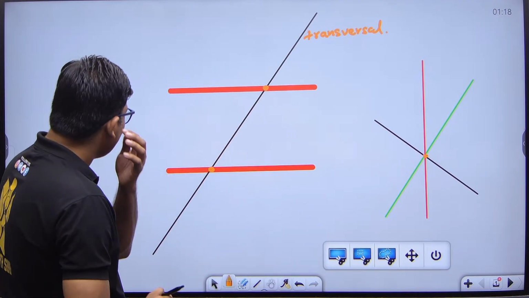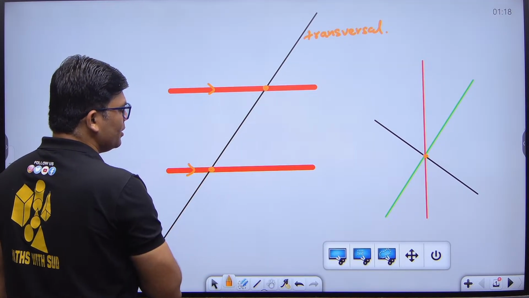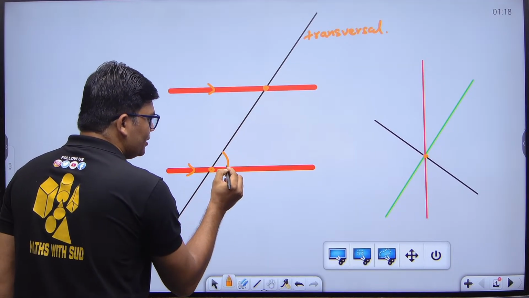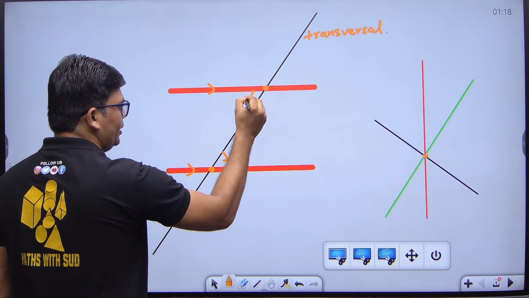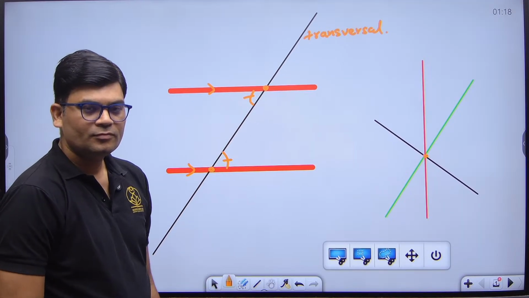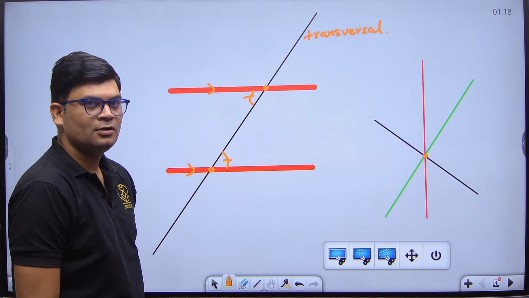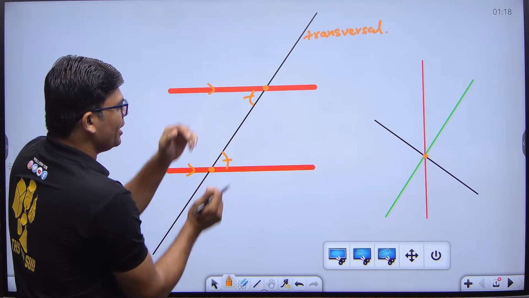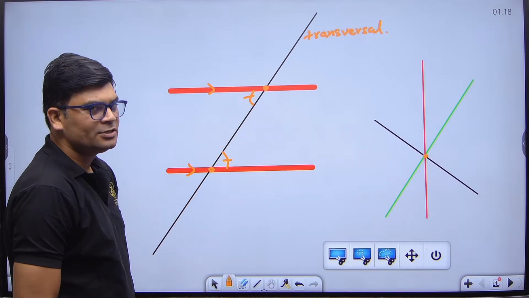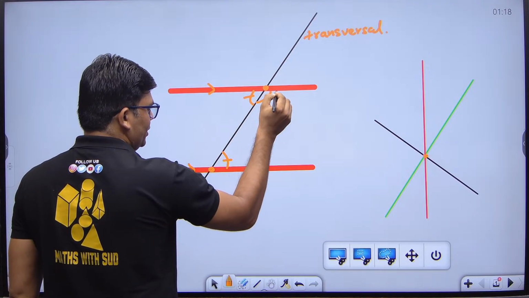Now here we say that these two lines are parallel if these angles are equal. These angles are known as alternate interior angles because they are on the interior side. These are exterior angles, these are interior angles, and these are on the alternate side. So we say alternate interior angles are always equal.